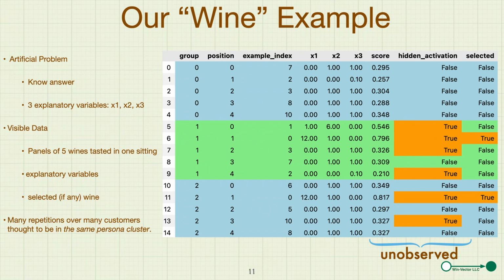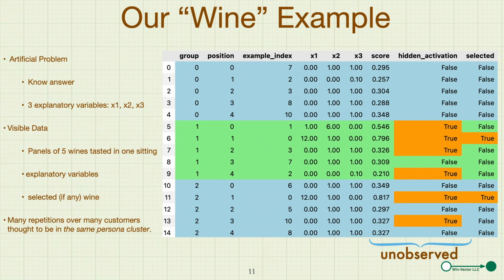Finally, we get to our observable column, selected. A wine is modeled as being selected if and only if it has a hidden activation and it is the highest score among all the hidden activations. So in the first group, there were no activations, so there are no selections. In the second group, there were actually 4 activations, some due to very high scores, some due just to perverse chance. And the one with the highest score was then selected.